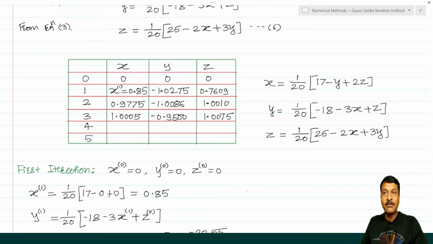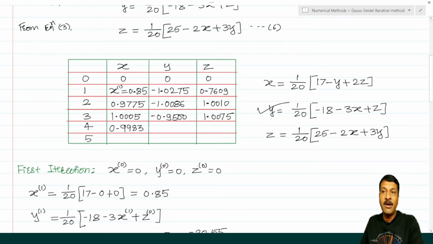So by calculator I am getting 1 by 20 outside, but first 17 minus y. 17 minus the recent y, which is minus 0.9500, plus 2z. Z is the recent value 1.0075. So I am getting here 19.965 divided by 20. So that value is 0.99982 and 5, which means 0.9983.